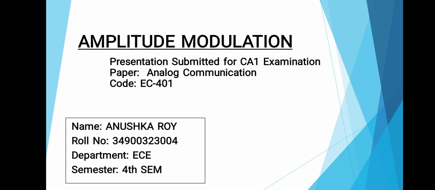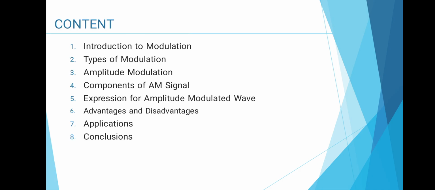Today, I will be presenting my CA1 presentation for analog communication. My topic is amplitude modulation. Here is the content I will be covering: introduction to modulation, types of modulation, amplitude modulation, components of AM signal, expression for amplitude modulated wave, advantages and disadvantages, application and conclusion.